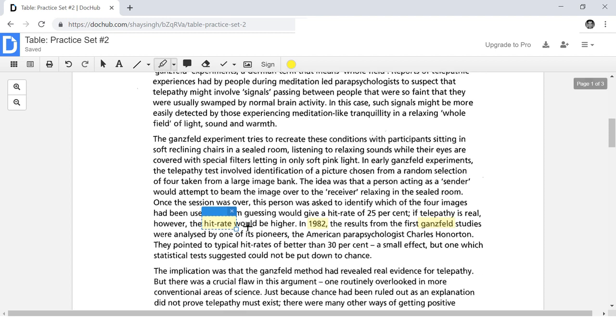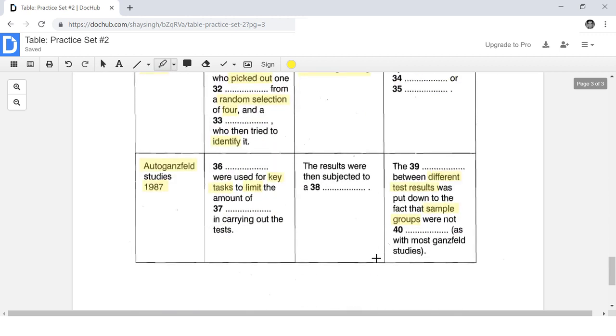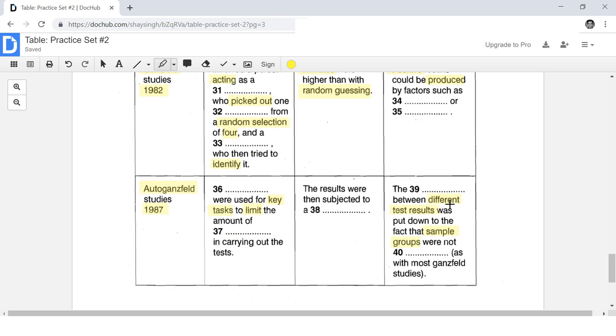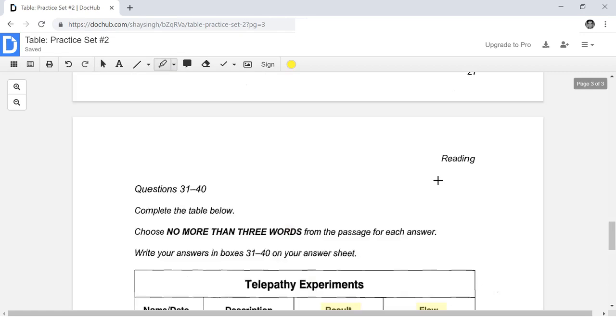What else? The word hit rates appears again over here. And then something about putting down. Remember, we had something about that. Put down. Here it says that different test results was put down. So we didn't mark it, but I remember that this was mentioned down here. So put down.